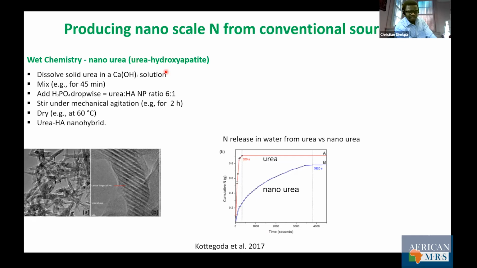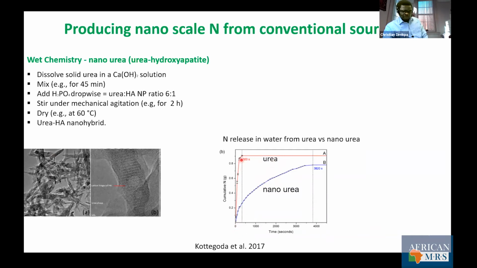You stir this under some condition, for example for 2 hours. You dry at some temperature, and you get your products. What you see here is the crystals of the urea hydroxyapatite nanohybrid. And when these fellows tested this for solubility compared to the urea, you see that over time, the normal urea that farmers use dissolves immediately.